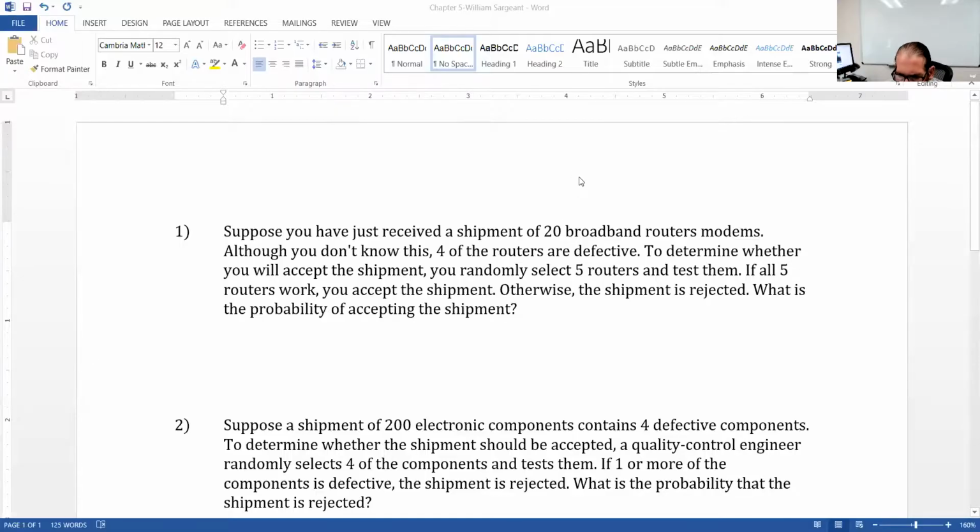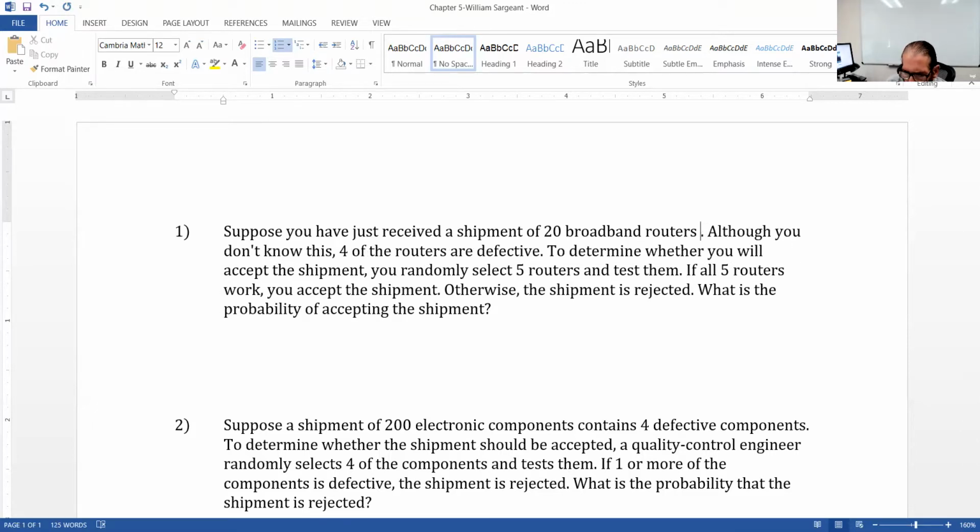Suppose you've received a shipment of 20 broadband routers, and you don't know this, but 4 of them are defective. To determine whether you will accept the shipments, you're going to randomly select 5 of the routers and test them. If all 5 of the routers work, you accept the shipment. Otherwise, the shipment is rejected.